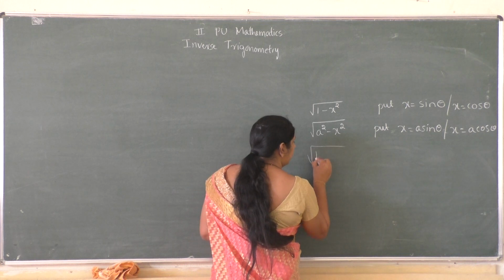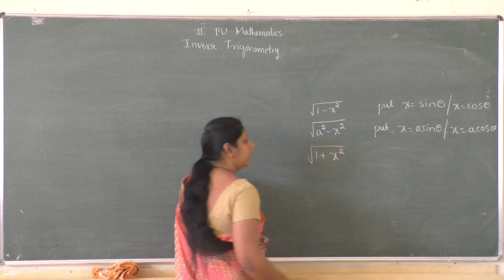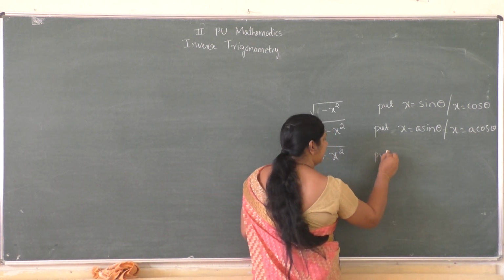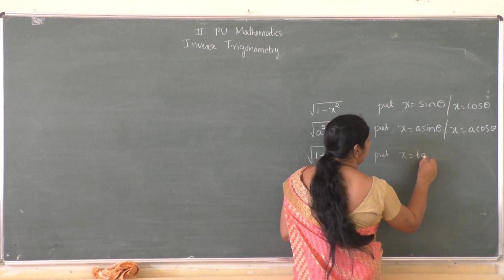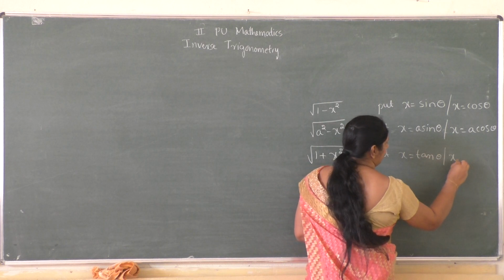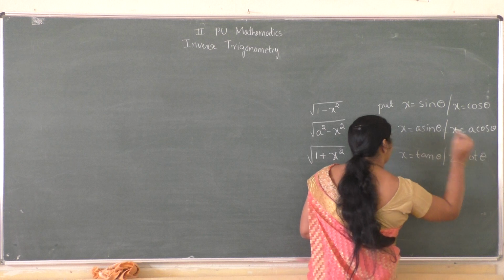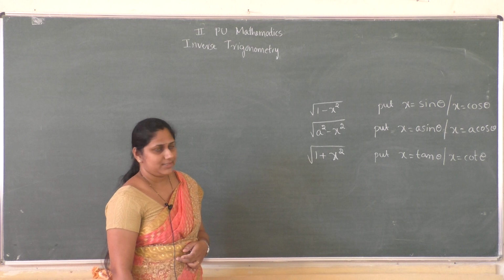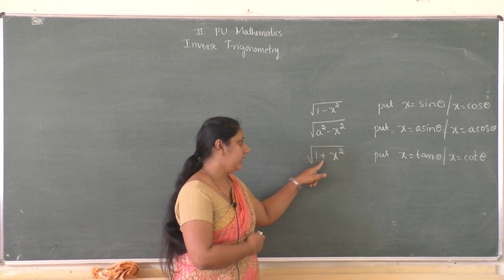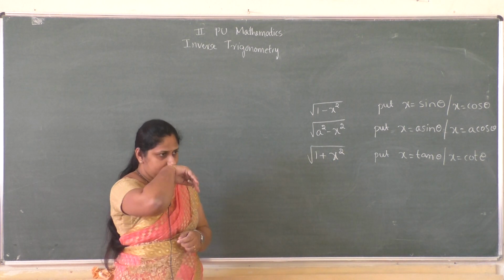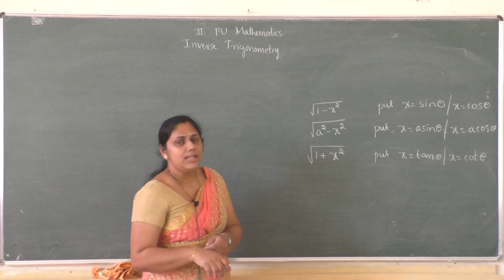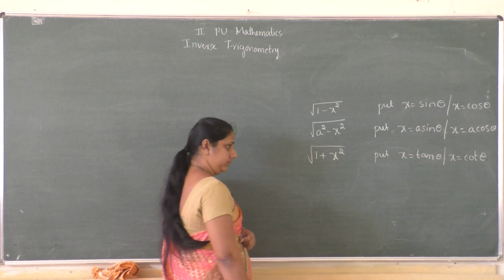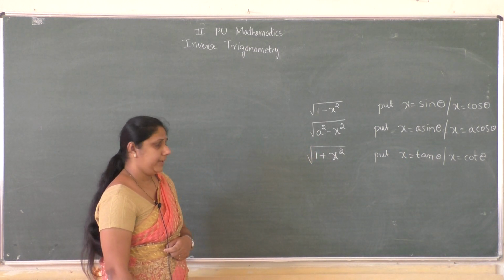Similarly, if we have the term root of 1 plus x square, you have to take either x equal to tan theta or x equal to cot theta. Say if I take x equal to tan theta, it becomes 1 plus tan square theta. What is the identity for 1 plus tan square theta? It is sec square theta, right? So either you have to take x equal to tan theta or x equal to cot theta depending on the problem.